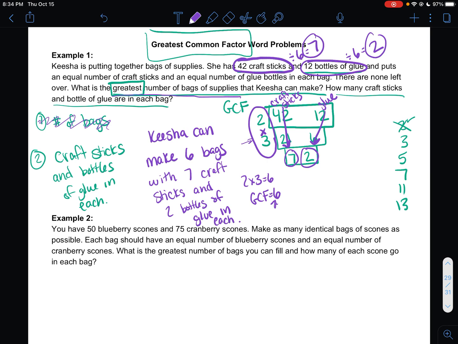And then you're done. You answered both questions. You answered number of bags and how many are in each. And that would be your answer. So notice that I answered both questions in one sentence. You're able to use one sentence. And then notice I wrote it in a sentence. So these problems need to be written in a sentence. Do not forget to do that. It's very, very important. Okay?